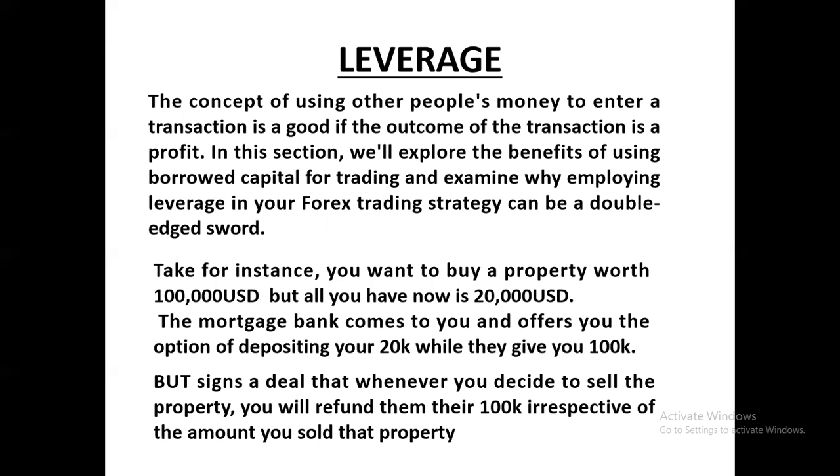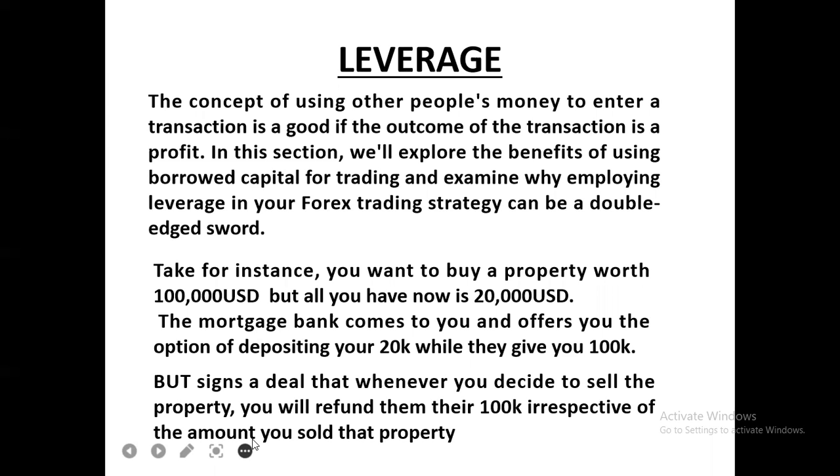Say, for instance, you want to buy a property worth 100,000 US dollars, but all you have now is just $20,000. So the mortgage bank comes to you and offers you the option of depositing your 20K, which is $20,000, while they give you that 100K. But in doing this, they will sign a deal that whenever you decide to sell the property, you will refund them their 100K, irrespective of the amount you sold that property for. So the mortgage bank gives you this amount that you need to buy that property, probably for a business purpose.